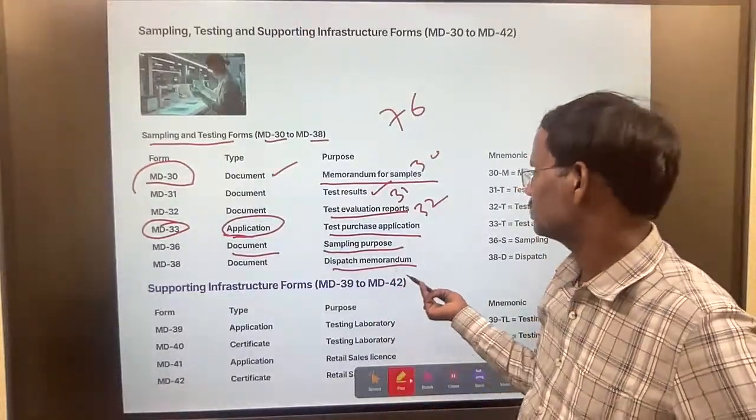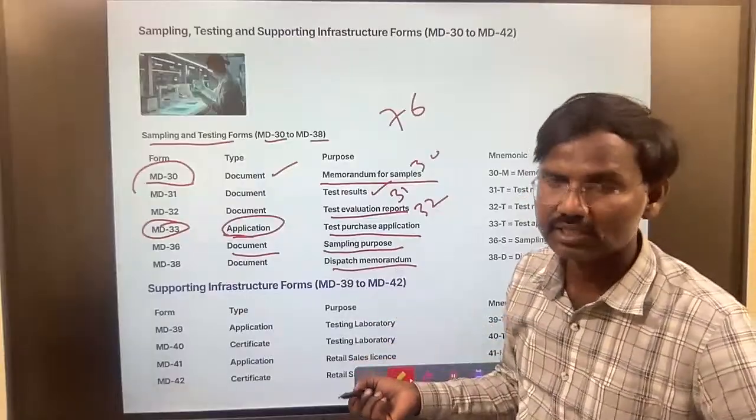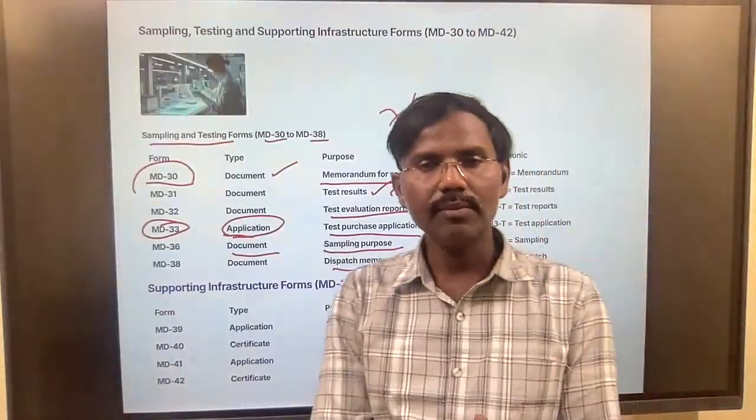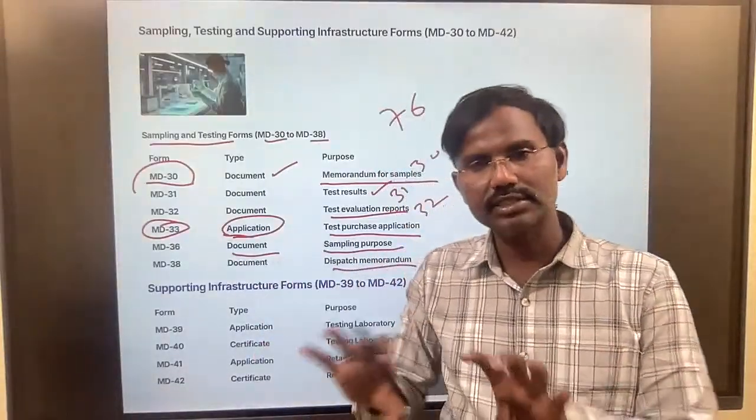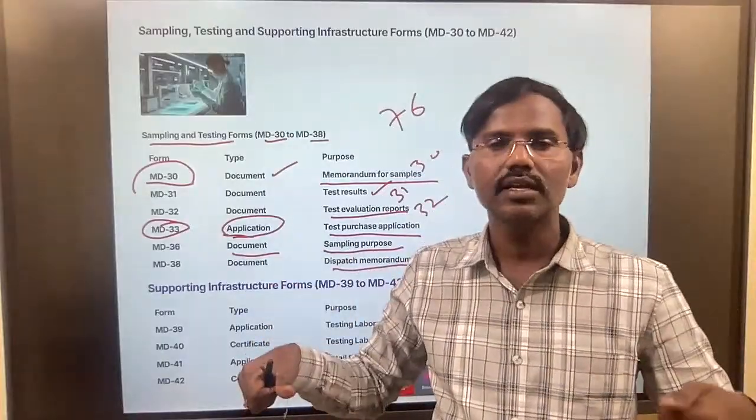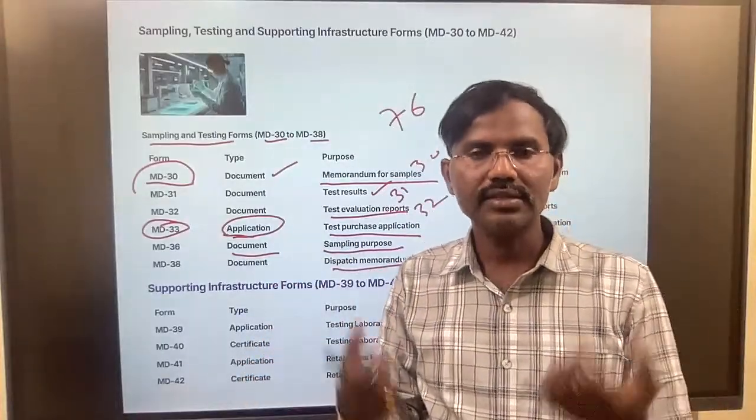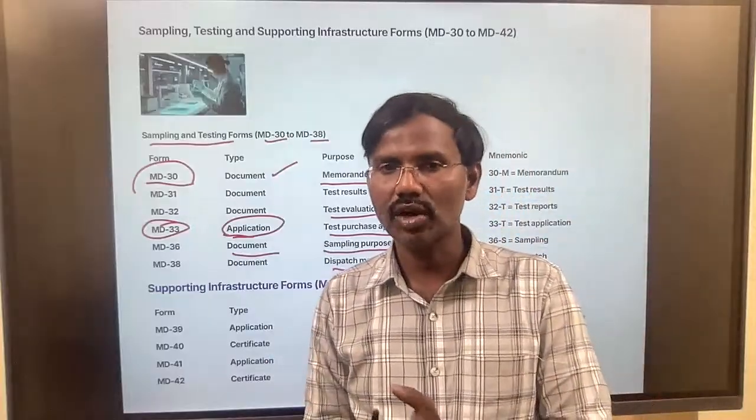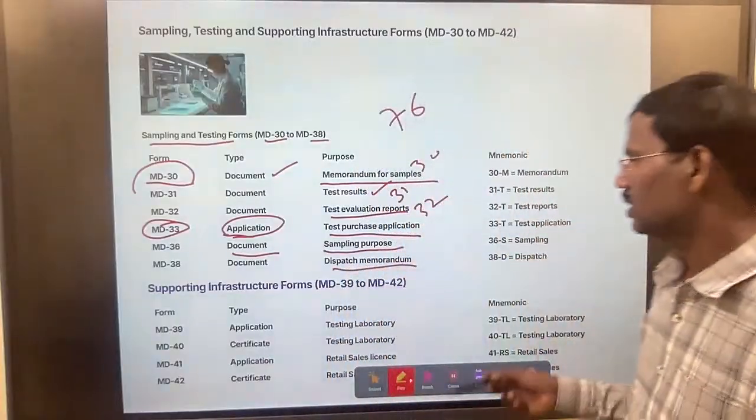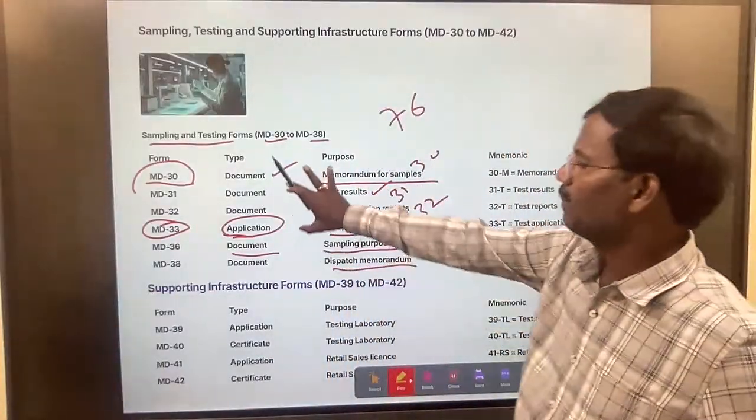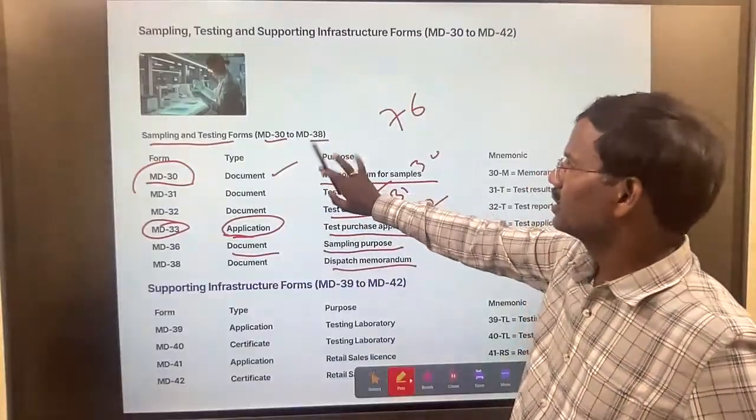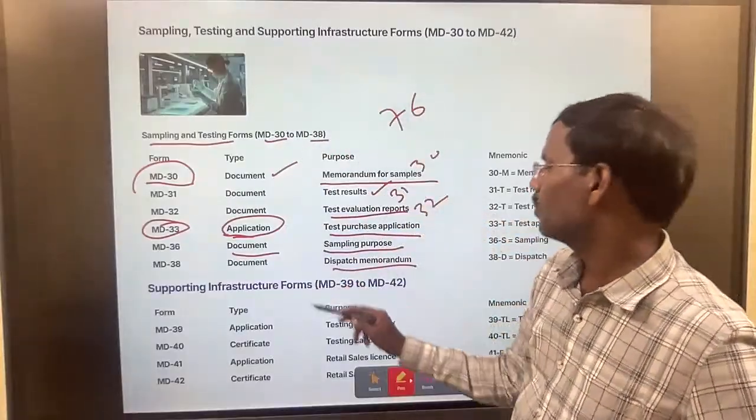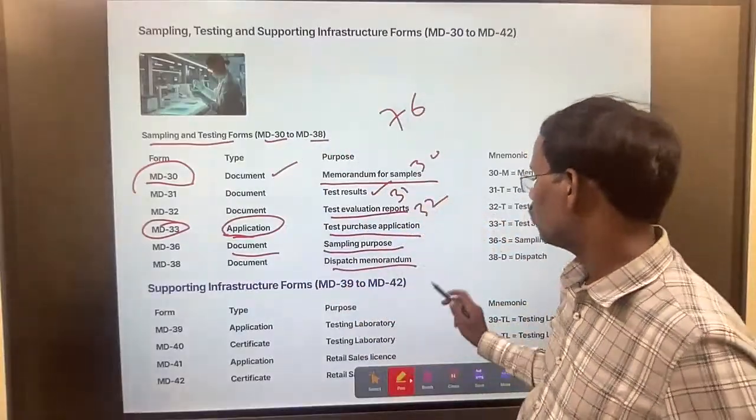And 38 is the dispatch memorandum. You have to dispatch the memorandum of samples and the device in separate packets with the same seal, to make sure that it is not damaged or misinterpreted. That is very important. So this is sampling and testing forms 30 to 38, and then supporting infrastructure 39 to 42.